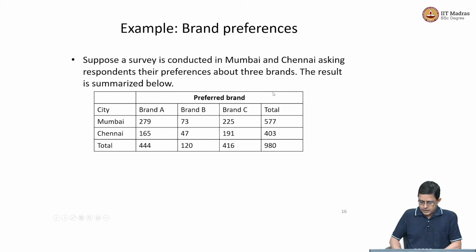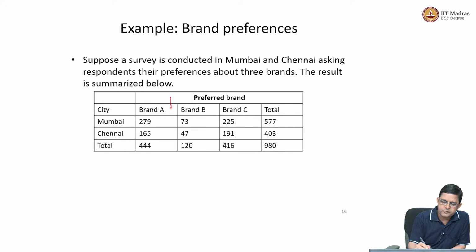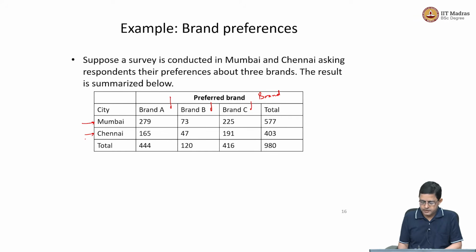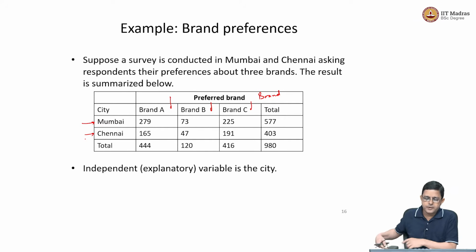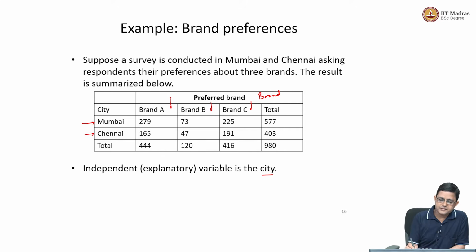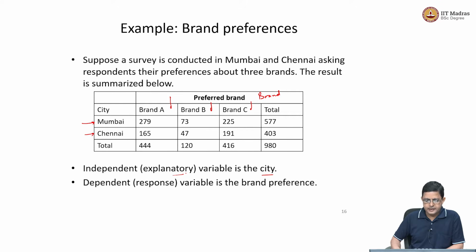Okay. Now, we saw analysis of this. Here you notice that there are two categorical variables. Which are the two categorical variables? There is one variable in the columns, which is the brand columns, brand A, brand B and brand C, those are the columns, right. So, the column variable is the brand, and the row variable is the city, right, the row variable is the city. We can call city our explanatory variable and brand preference our response variable, right.